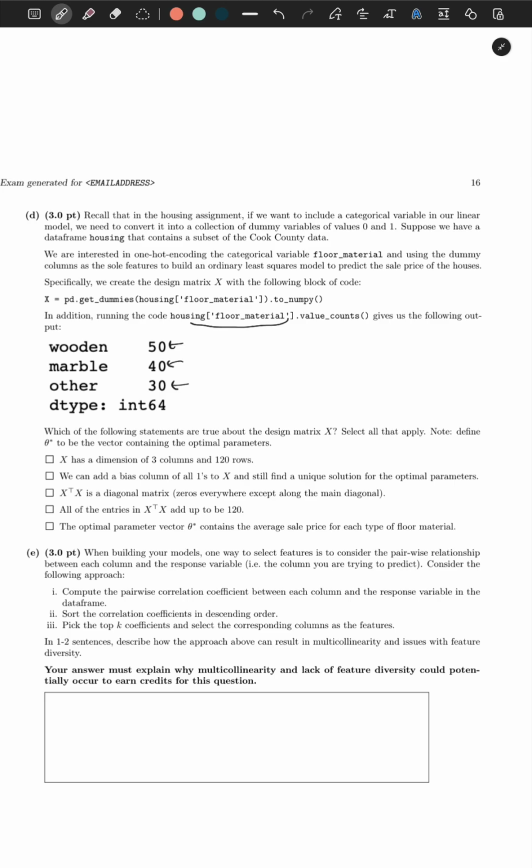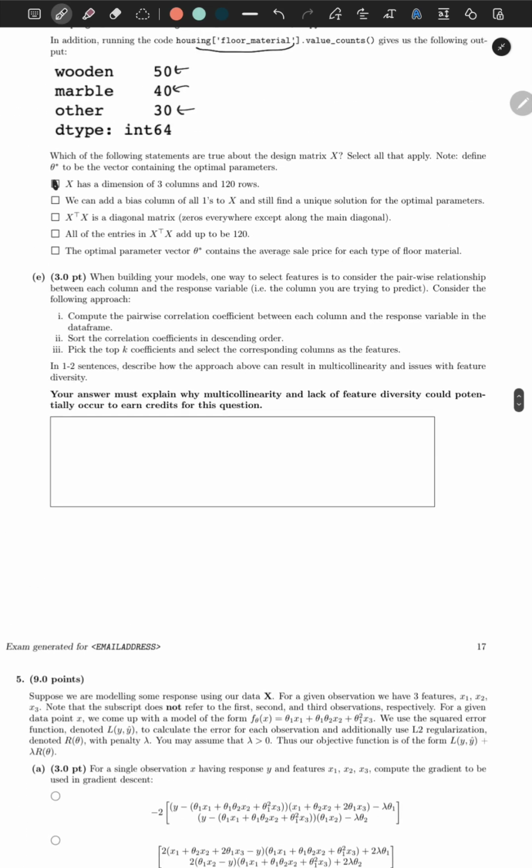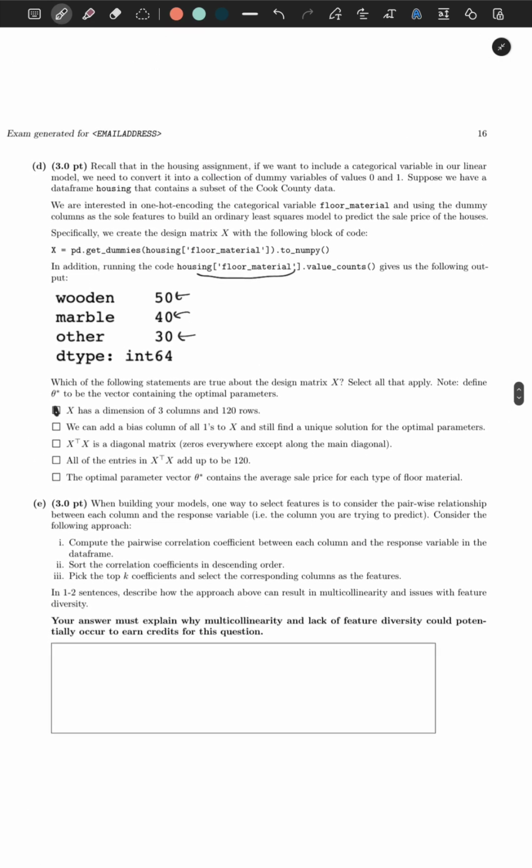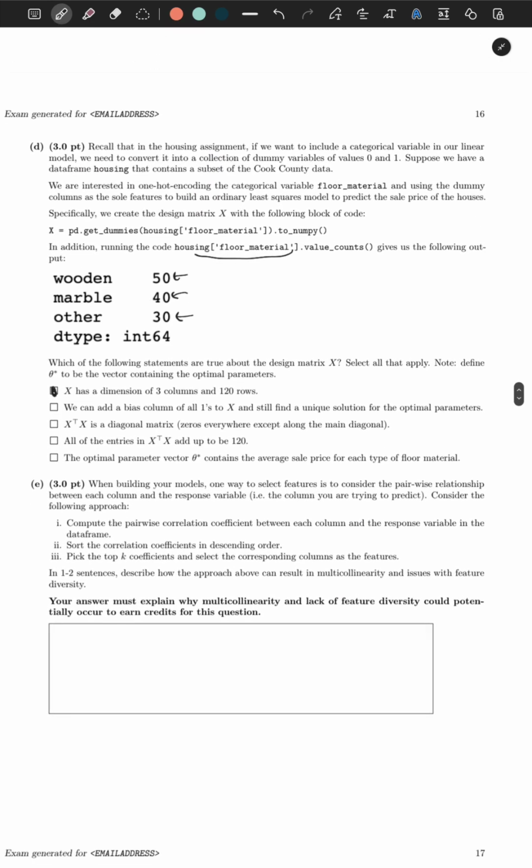Okay, so for the first option, X has a dimension of 3 columns and 120 rows. So this is correct because the number of columns that X has is the number of one-hot encoded columns of floor material, and we know that floor material has 3 different materials, wooden, marble, and other, so it would have 3 columns. Then for the number of rows, this would be how many data points that we have, and we can simply just add up the number of counts for every single material to get the total number of data points. So it's 50 plus 40 plus 30, and this is equal to 120, which matches with the 120 rows in option 1.